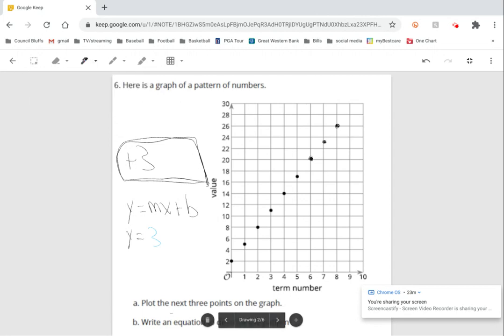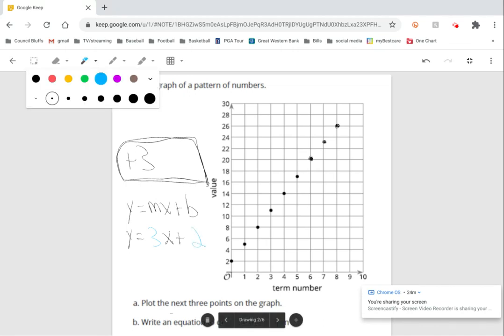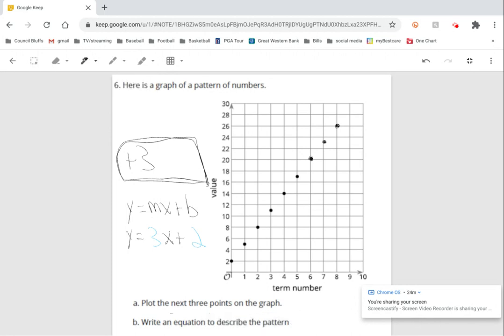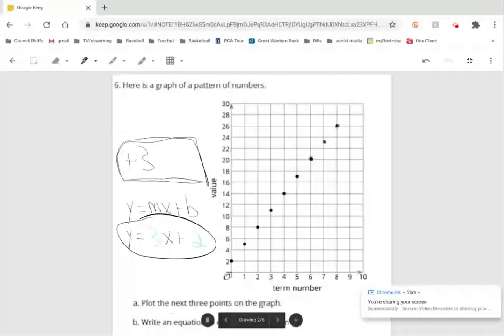So y equals 3x plus. Our b value is the y-intercept. That was our starting value. In this case, our starting value is down here, a starting value of 2. So our b value in this case is going to be 2. So our overall equation is y equals 3x plus 2. Again, I literally did the exact same thing I did on the bus ride question.